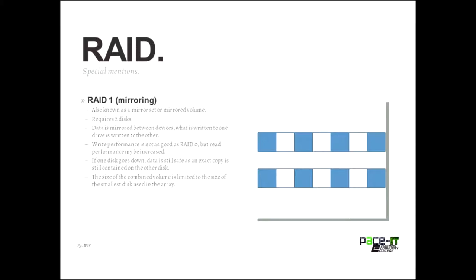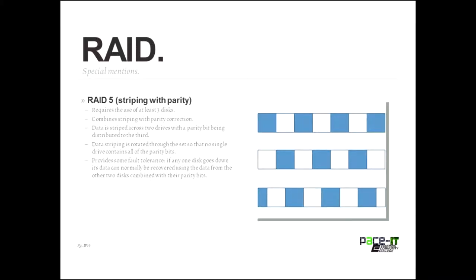So now what's next up on RAID? Well, that would be RAID 5. That's striping with parity. This requires the use of at least three disks or volumes, and it combines striping with parity correction. So what happens is you have three drives. Data is striped across two drives, and then a parity bit is placed on the third drive. And then it kind of alternates.